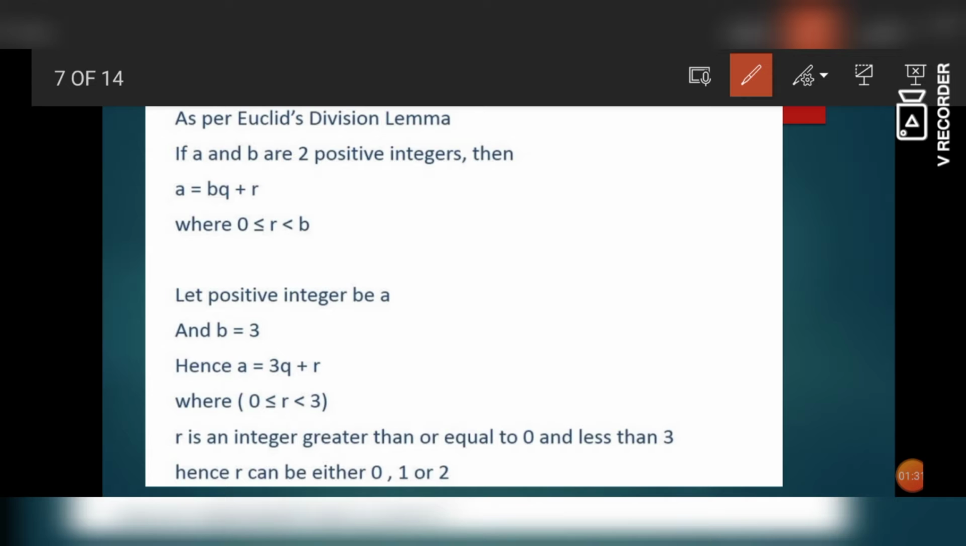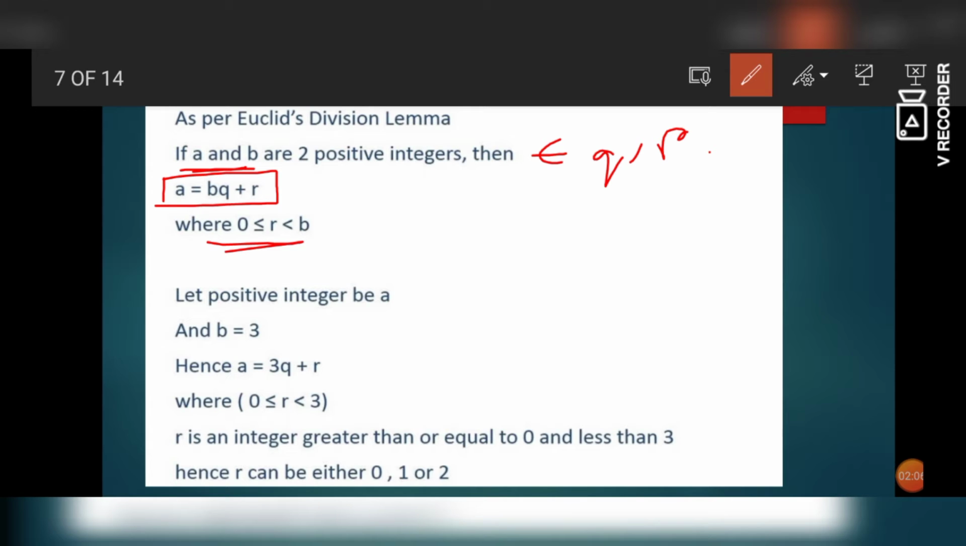Now we have to use Euclid's division lemma. In Euclid's division lemma, it says that we have to choose two integers. The integers are a and b. For these two integers, there exist a unique q and a unique r, for which a is equal to bq plus r. Now there is a restriction for r. The restriction is 0 less than or equal to r less than b.